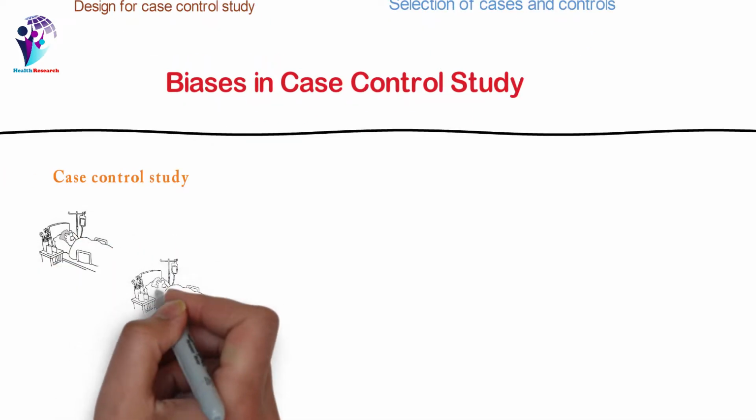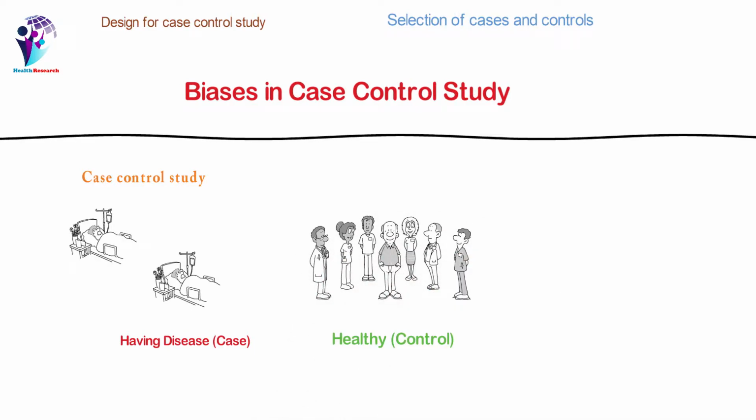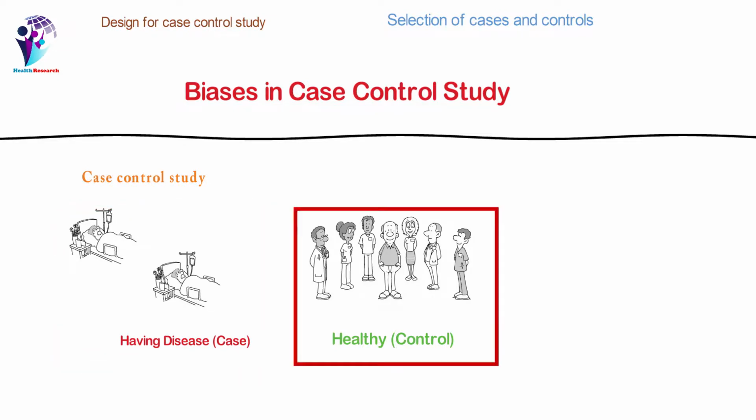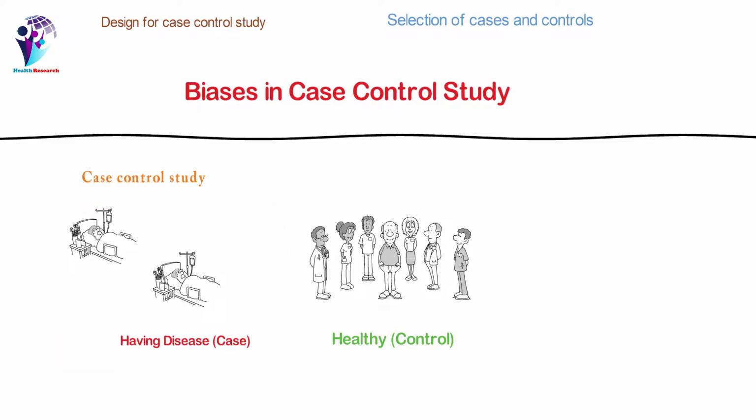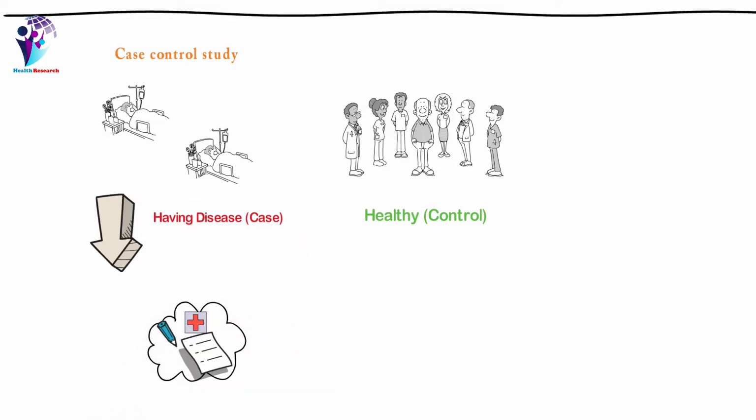In case control study, the investigator selects the case and the control group on the basis of the outcome, meaning that individuals with the disease of interest and those who are healthy. Cases and controls are assembled and are questioned, or their medical records are consulted regarding past exposure to risk factors.